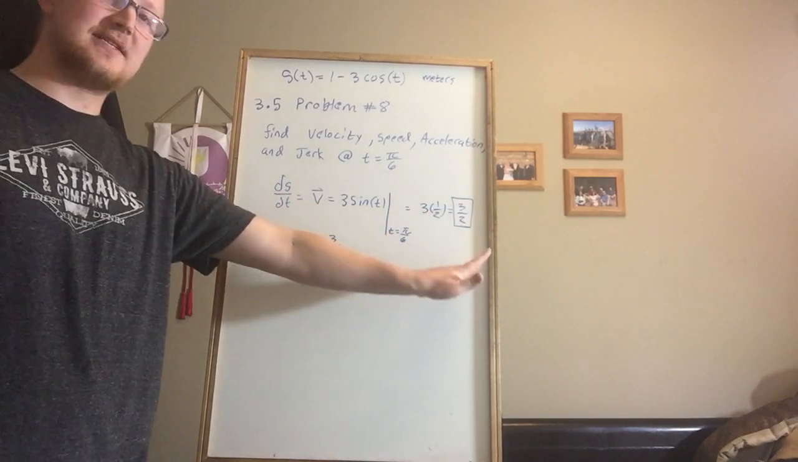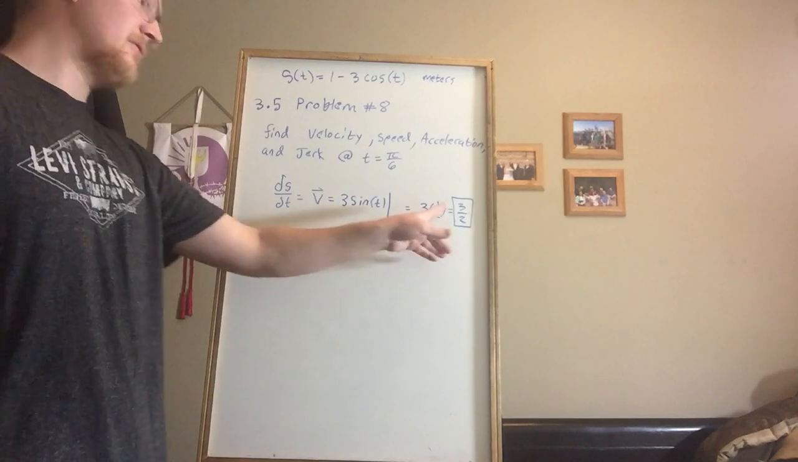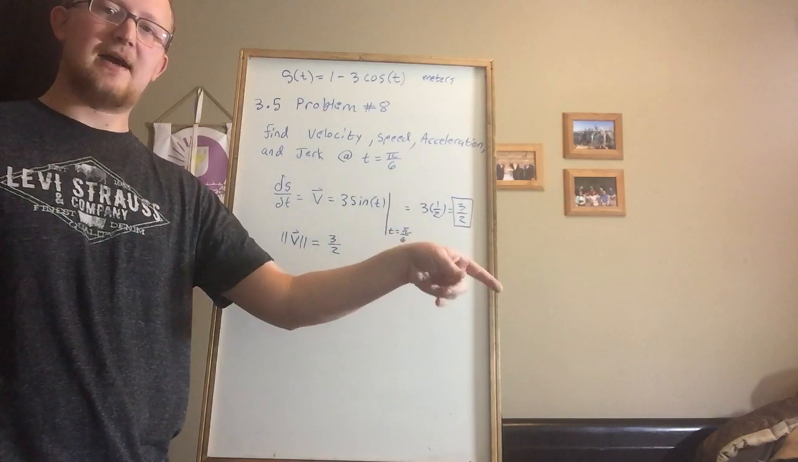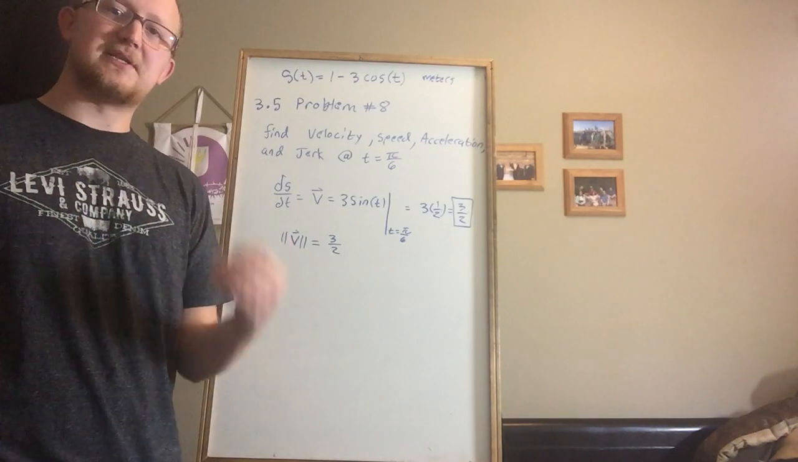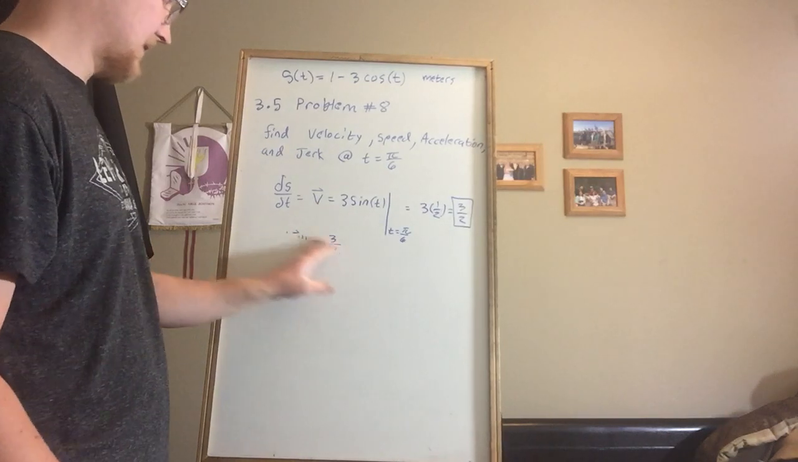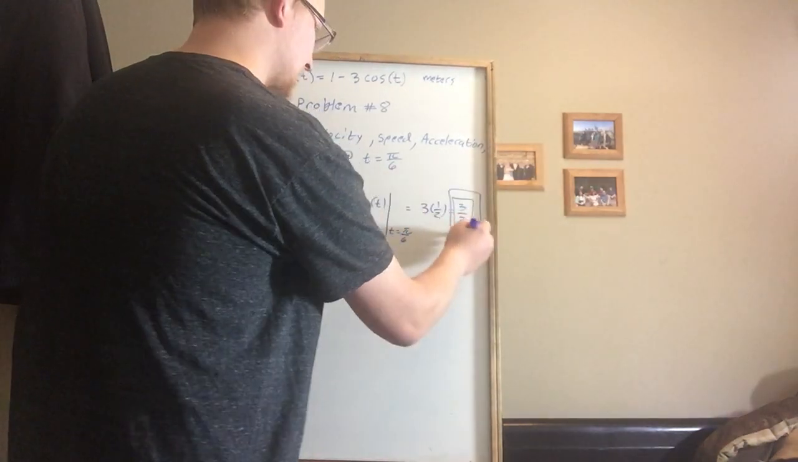So as well as the velocity being 3/2, the speed is also 3/2. Now if this velocity would have been negative 3/2, we would just take the absolute value of negative 3/2 and the speed would still be 3/2. Alright, so the speed is 3/2 as well. We'll just circle this twice.